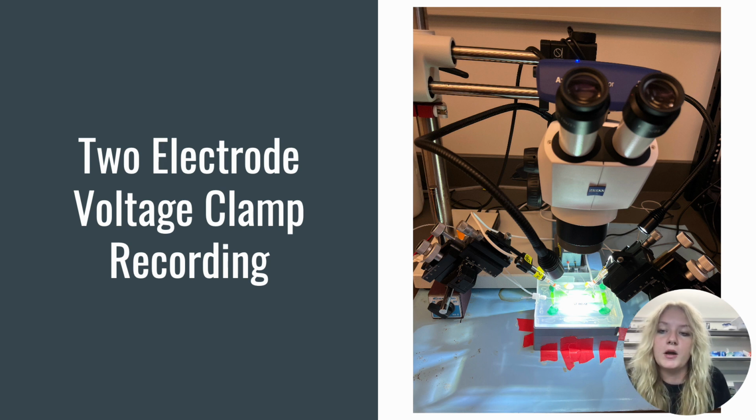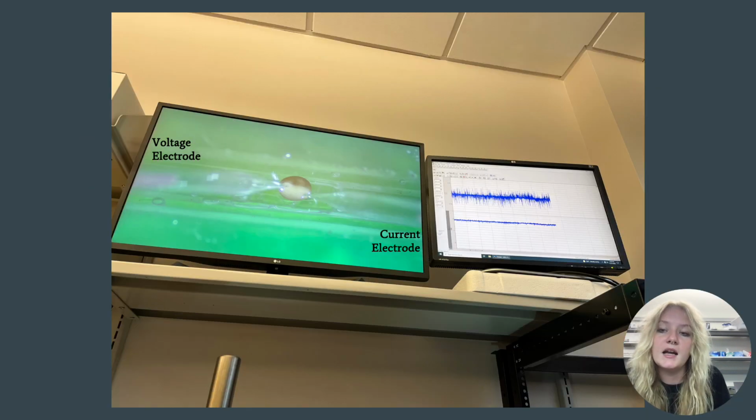Once these proteins are expressed on the membrane and the perfusion system is set up, I then load my cell into this two-electrode voltage clamp apparatus you can see here. And I impale the cell with a voltage electrode as seen on the left and a current electrode as seen on the right, both of which are filled with a solution of potassium chloride.